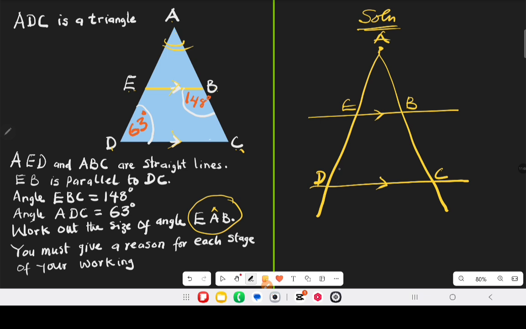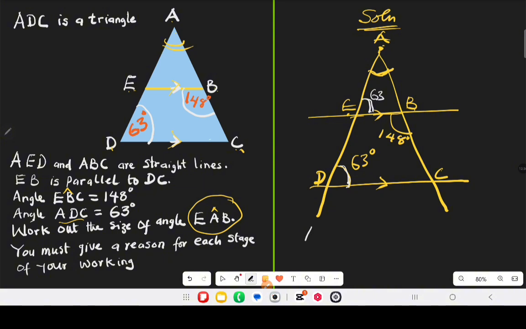Then angle given is angle at D, which is 63 degrees, which is called angle ADC. And we have the other angle EBC, which is 148. Then what we are looking for is angle at A, which is EAB. This angle here is 63.